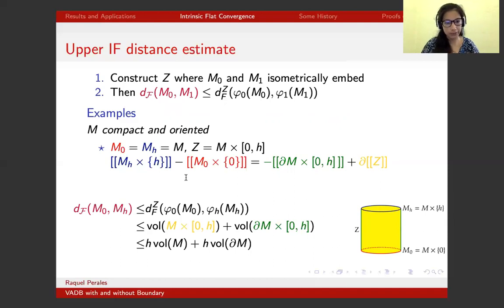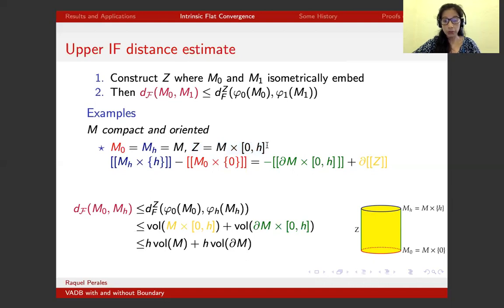So let's look at the first example. In this first example, I have a manifold M, which is compact and oriented, and I will choose two manifolds, so M0 and MH, to be equal to M, and I want to calculate their intrinsic flat distance. So we isometrically embed M0 and MH in a bigger space, and my bigger space is going to be this set. The set is M times an interval.